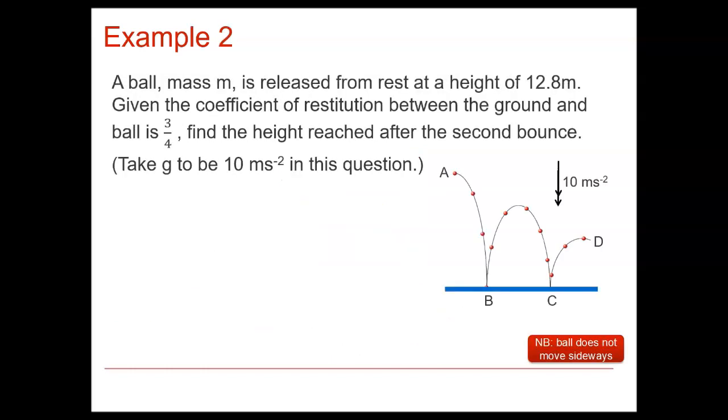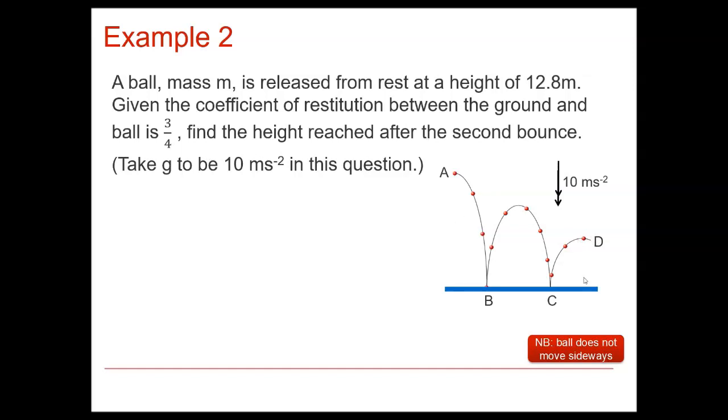Now let's look at a more complicated example, and we're going to look at this in two different ways, using two different approaches, starting with a SUVAT approach. So we've got a ball which is released from point A at a height of 12.8 meters, and it falls to the ground and bounces, and some energy will be lost in that collision with the ground, so it won't bounce at quite the same height. It will then fall down, hit the ground again, and bounce up to a yet lower height. And given that the coefficient of restitution is 3/4, can we find the height after the second bounce?